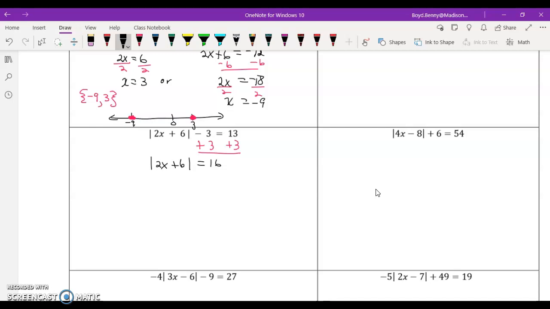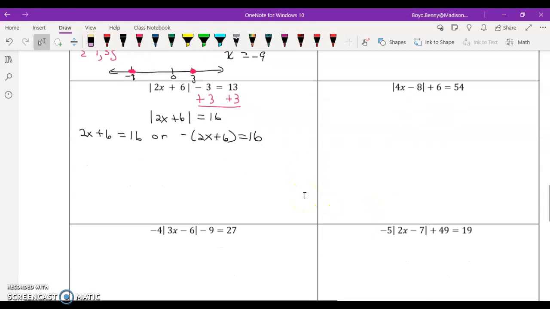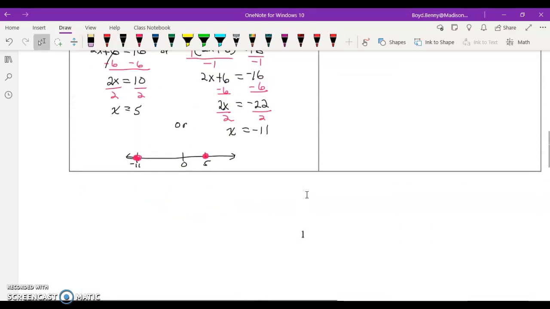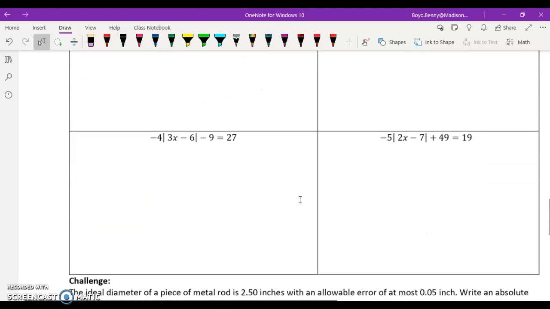Okay, now at this point I have nothing outside the absolute value bars. I've successfully isolated it. So now I'm going to write my two equations. The opposite of 2x plus 6 equals 16. Notice that the second one is always the opposite of, or negative, because remember, if the negative answer's in here, we also get a positive. And I'm going to leave you guys to solve those two because we've already solved at least 2 with 2x plus 6 equals some number.